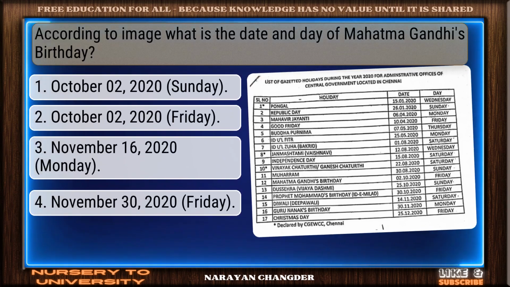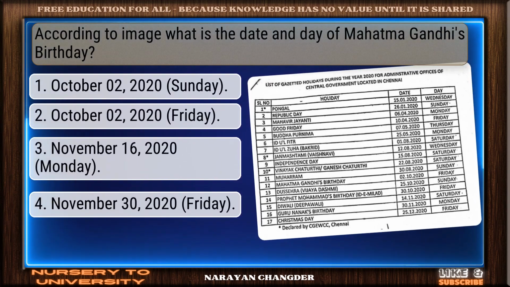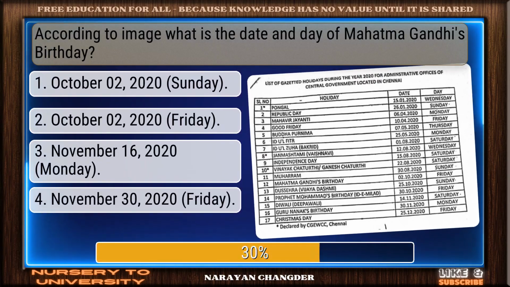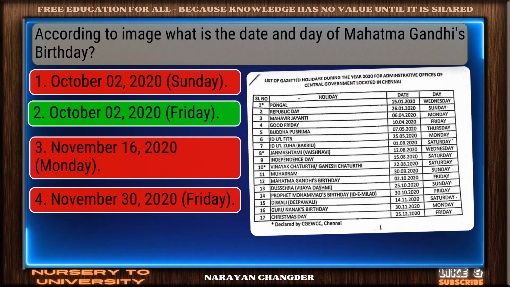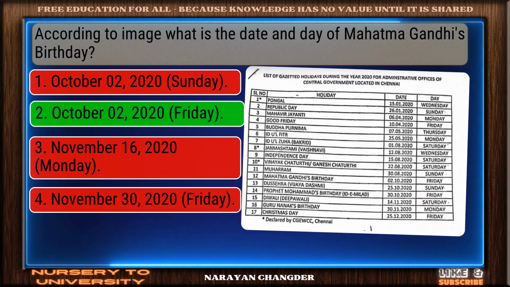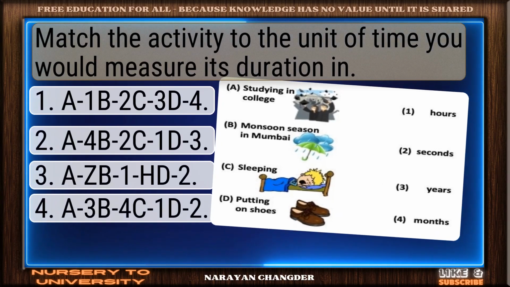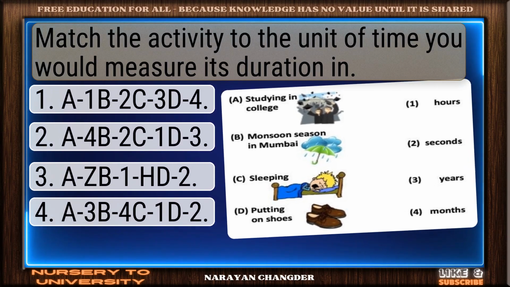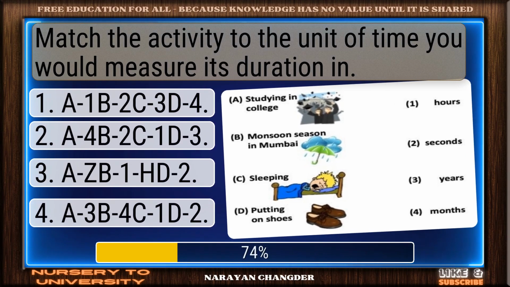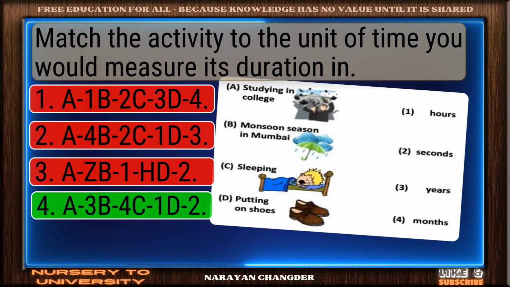According to the image, what is the date and day of Mahatma Gandhi's birthday? Right choice. October 2, 2020 is the best answer. Match the activity to the unit of time. You would measure its duration in. Strong choice. A3B4C2 is the right answer.